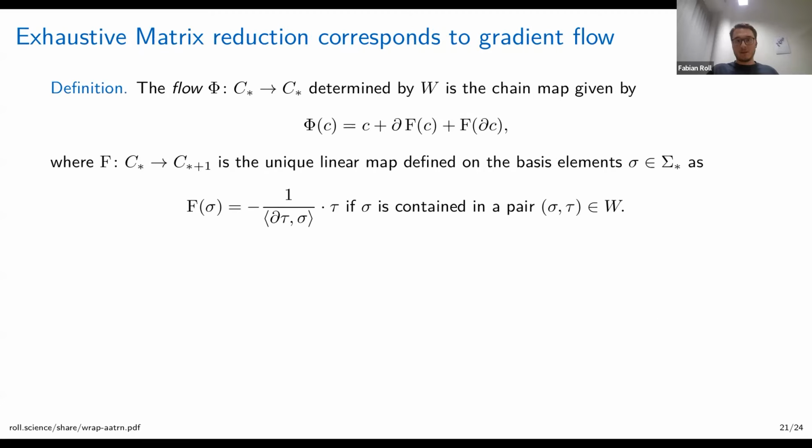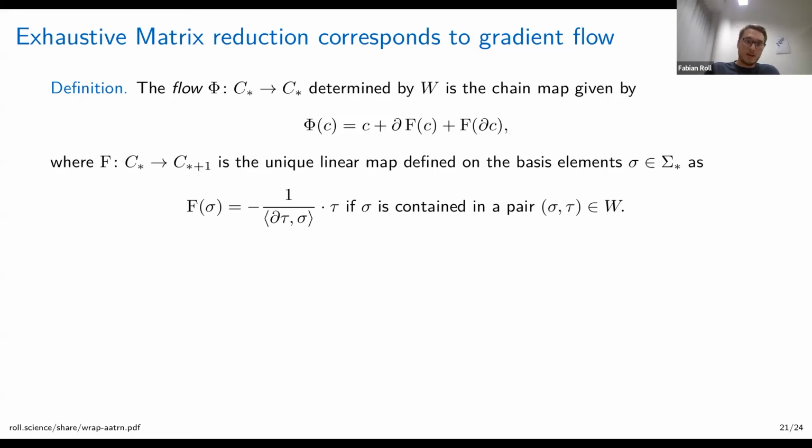Okay, so now we know how persistence pairs can be interpreted as algebraic gradient pairs. And I want to explain now how the exhaustive matrix reduction actually corresponds to gradient flow in the sense of Forman. For that, I need to show you some technical details, because otherwise this does not make sense. So I want to remind you of the algebraic flow that you can assign to, in this case, an algebraic gradient.